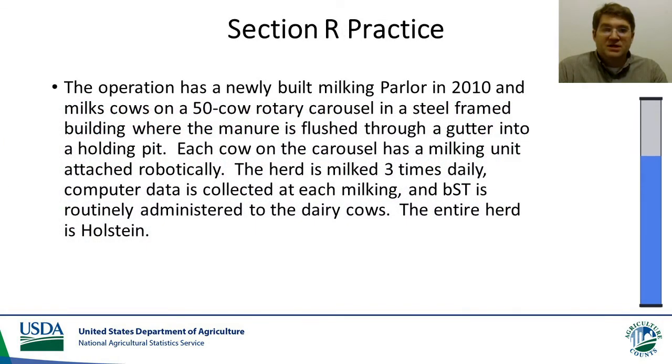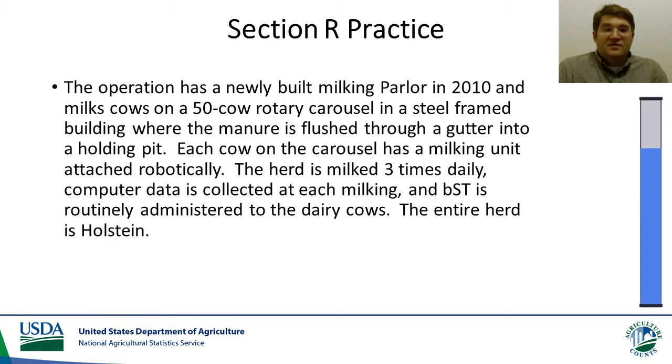An operation reports that they milk all their Holstein cattle 3 times daily on a 50-cow rotary carousel in a steel-framed building newly built in 2010. They further inform us that their manure handling system is by flushing manure through a gutter into a holding pit. They also confirm that they do not milk any cows in the BAM facility. Each cow on the carousel has a milking unit attached robotically. They collect computer data at each milking, and BST is routinely administered to the dairy cows.